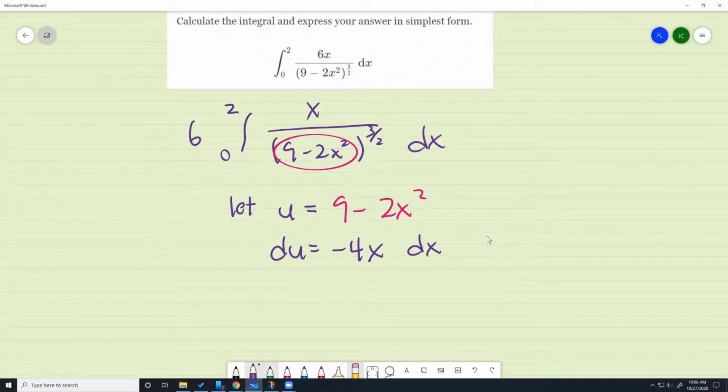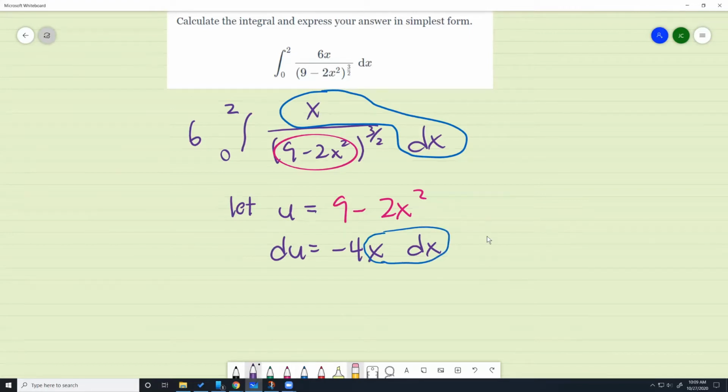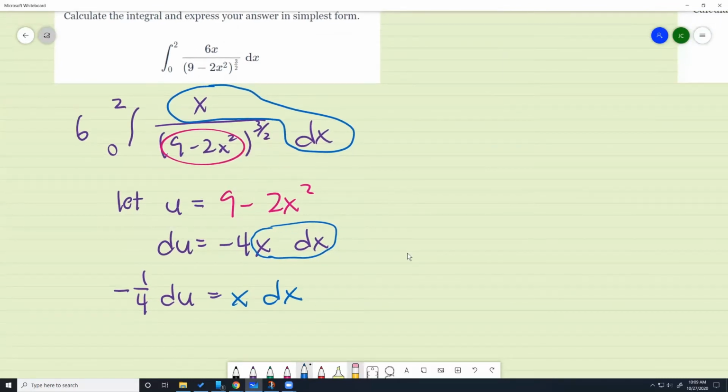Okay, if you're going to turn this entire equation in terms of u, right, then the x and dx have to go away, have to be substituted. Okay, in that case, you're going to isolate the x dx for your du equation, so we're going to divide by -4 here. Okay, so here that's the same thing as saying -1/4 du equals x dx.